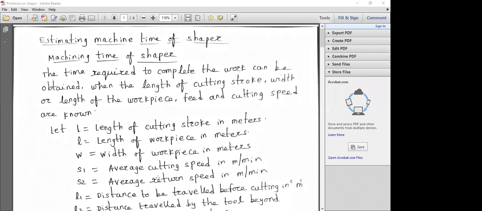So we'll start with the problems of shaper. Before that, we have to go through the derivation, the estimation of the machining time of shaper. So all that is necessary. So what is the machining time? All of you listen. What is the machining time?